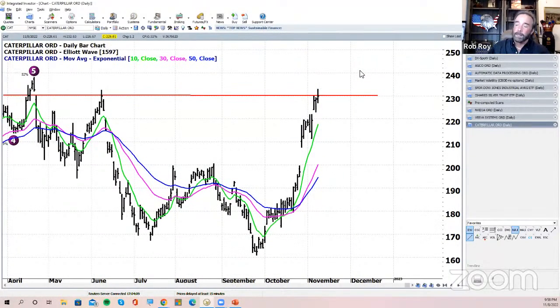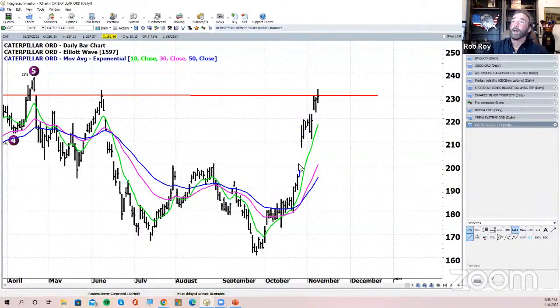But we talk about this a lot. We talk about gaps. We talk about vertical moves. And you don't know when they're going to get retraced. Break out of a triangle, all of those things get retraced. Sometimes immediately, sometimes it takes some time.